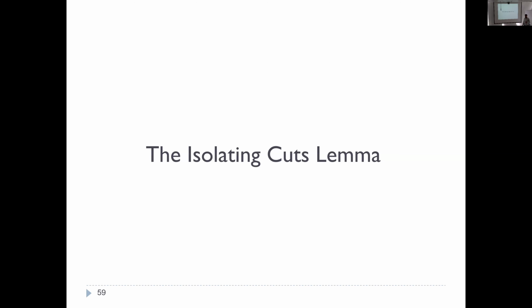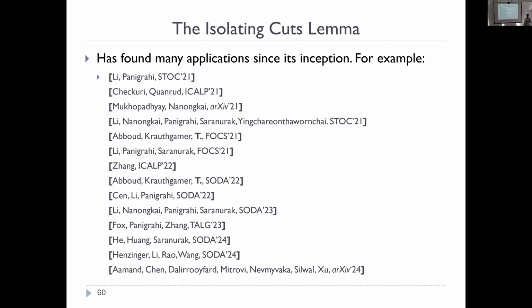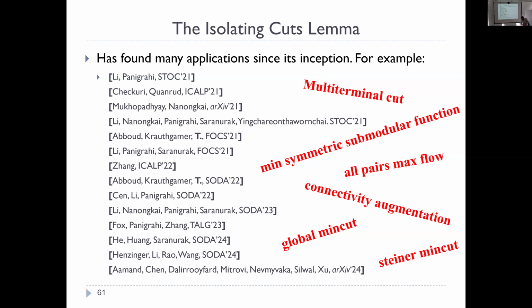So now I'm going to talk a little bit about the isolating cuts lemma. This lemma that we introduced has found many applications since then. So it seems like it's useful. Here you can see a partial list of papers that used it after. And it seems like it is useful not just in all-pairs max flow or global min cut, but also other problems, other settings as well, not just edge capacities, also others. So yeah.